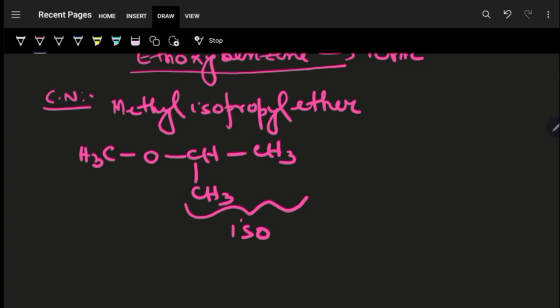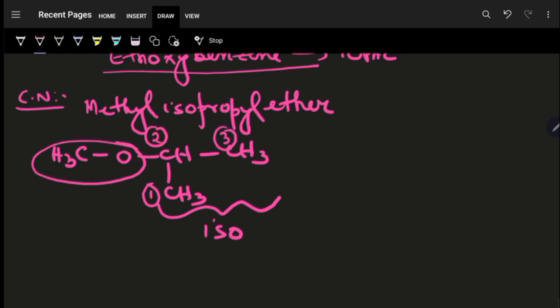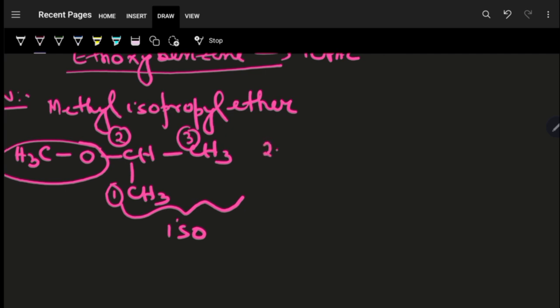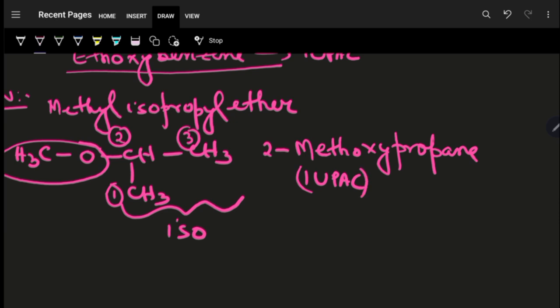So what will be the IUPAC name? I have to search for the longest carbon chain. So 1, 2, 3. At the 2 position there is methoxy. So the IUPAC name is 2-methoxypropane. 2-methoxypropane is your IUPAC name for the structure. So this is how you are going to name the compounds.